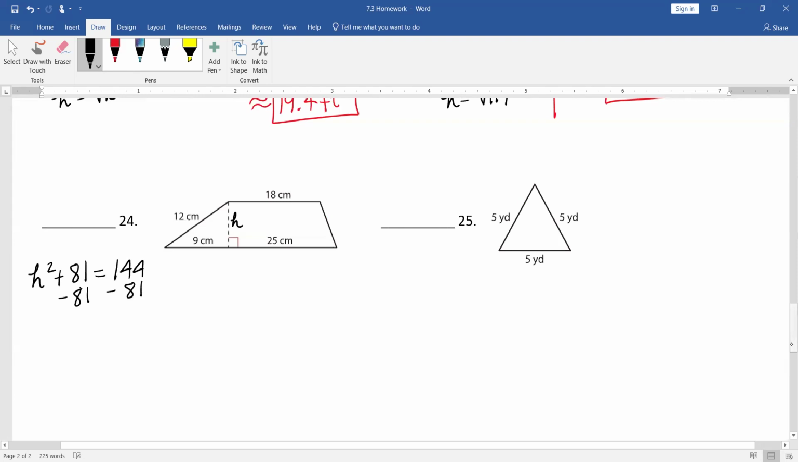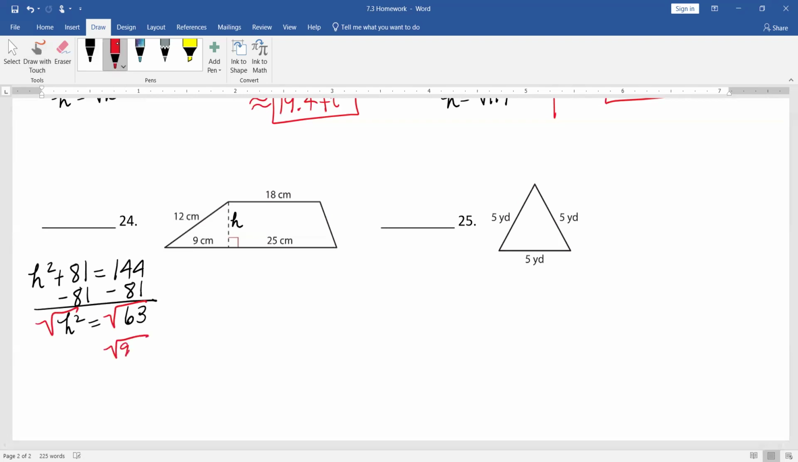144 minus 81 is 63. And the height squared equals 63. So the square root of that, we can pull out a perfect square here. 63 is 9 times 7, and 9 is 3 squared. So the height is 3 square root of 7.